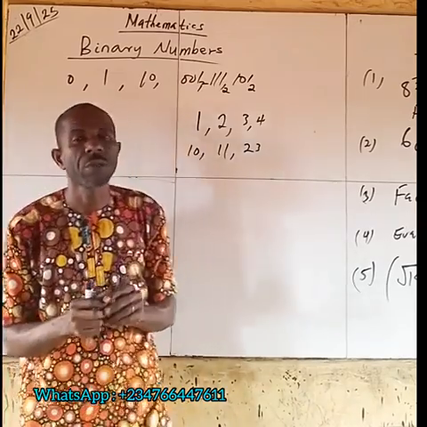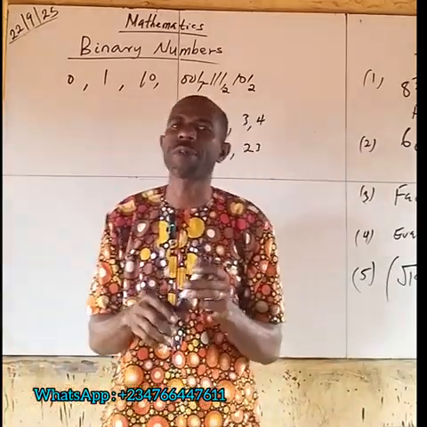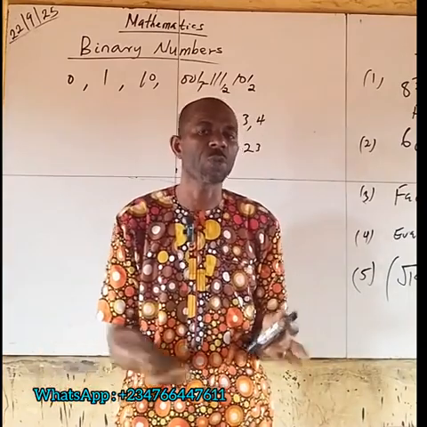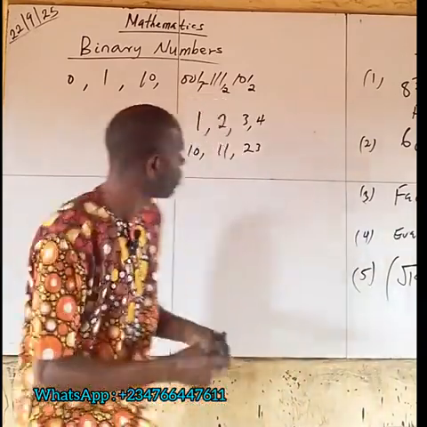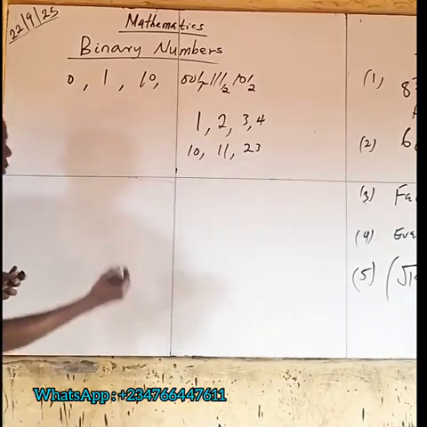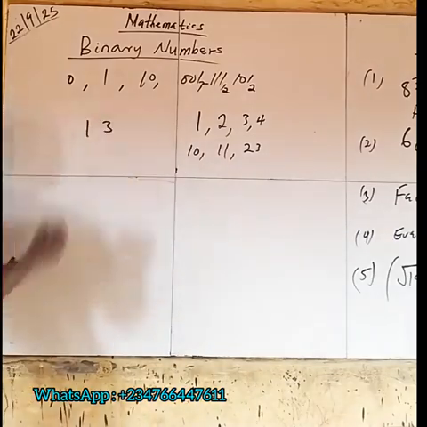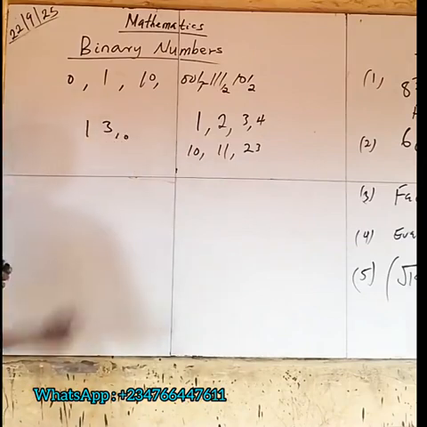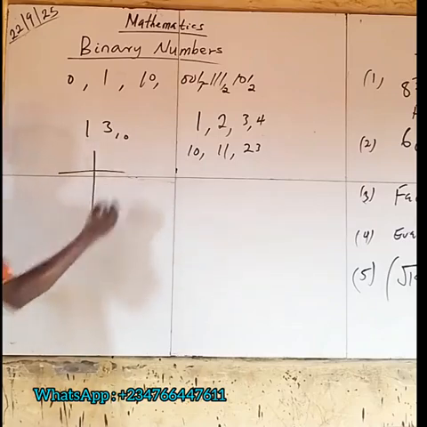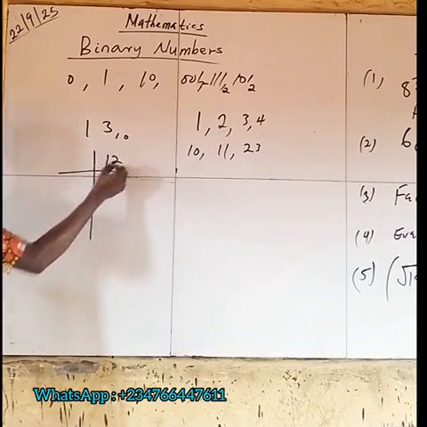It's very easy. What you do is to carry out repeated division by 2, since we are operating with binary digits. Let's say, for example, let's convert 13. This is base 10, right? Let's change this one to binary. Just carry out your repeated division and take note of the remainders.